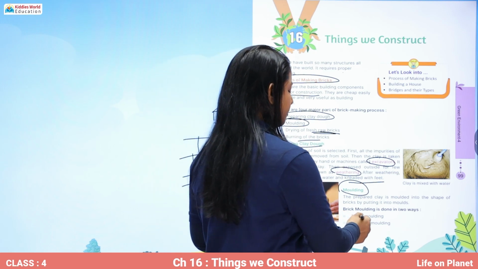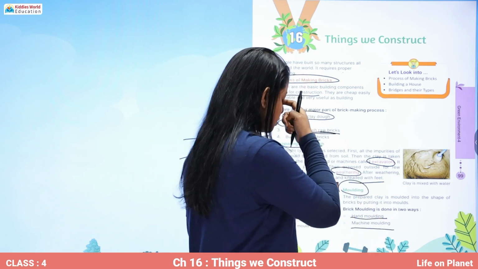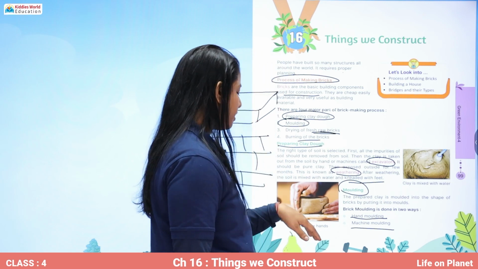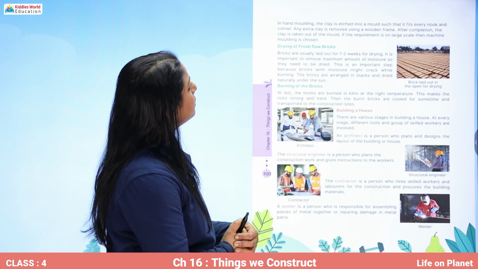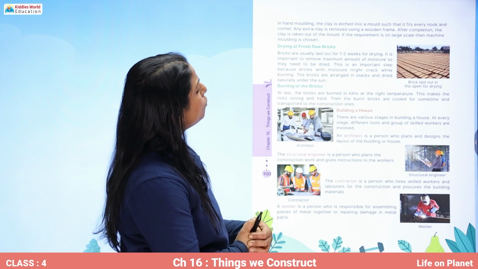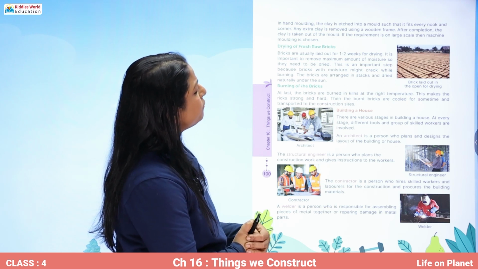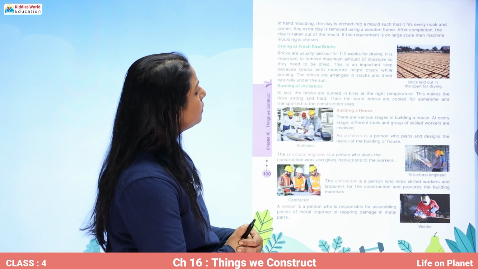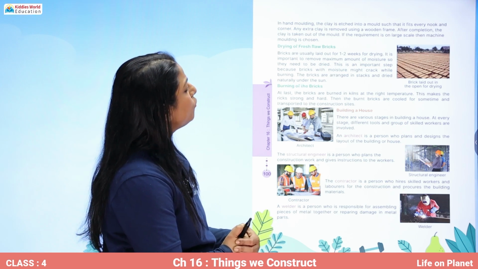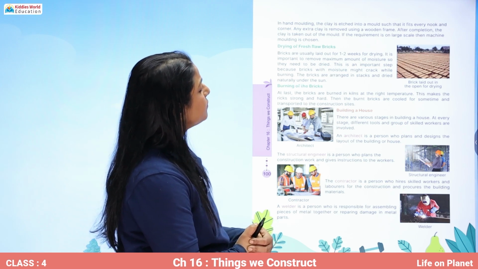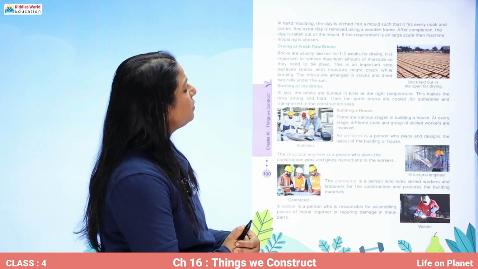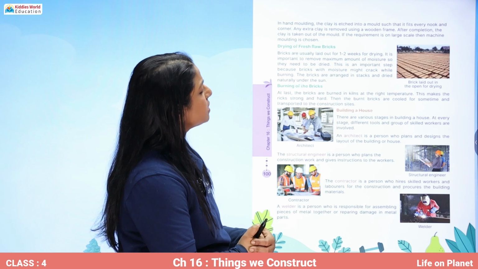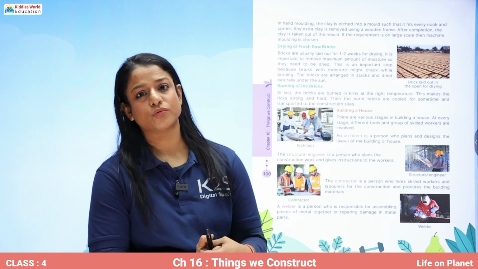Brick molding is done in two ways. First is hand molding and one is machine molding. So see, clay molding by hands. In hand molding, the clay is edged to a mold such that it fits every nook and corner. Any extra clay is removed using a wooden frame. After completion, the clay is taken out of the mold. If the requirement is on a large scale, then machine molding is chosen.